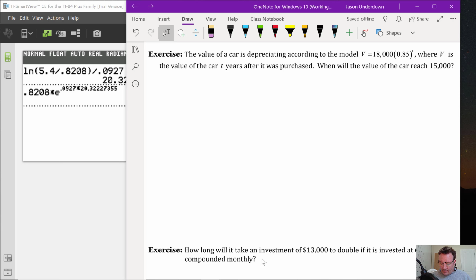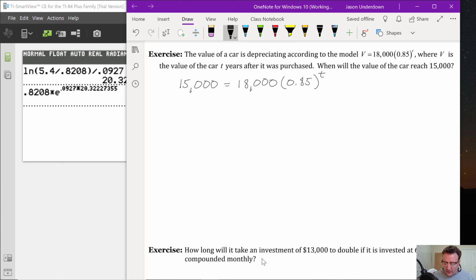Okay. Should I use symbols here? We could. These are pretty simple numbers, though. I think I'll just use the numbers because we're going to get cancellation immediately anyway. So let's see here. What we want to solve is 15,000 is equal to 18,000 times 0.85 raised to the t power.